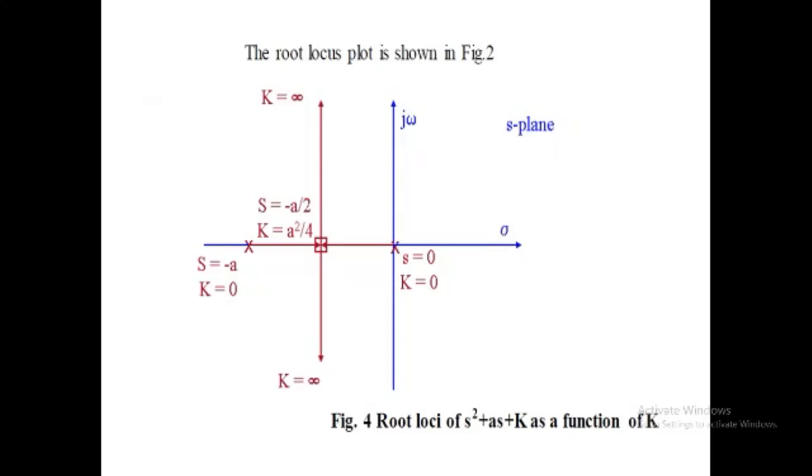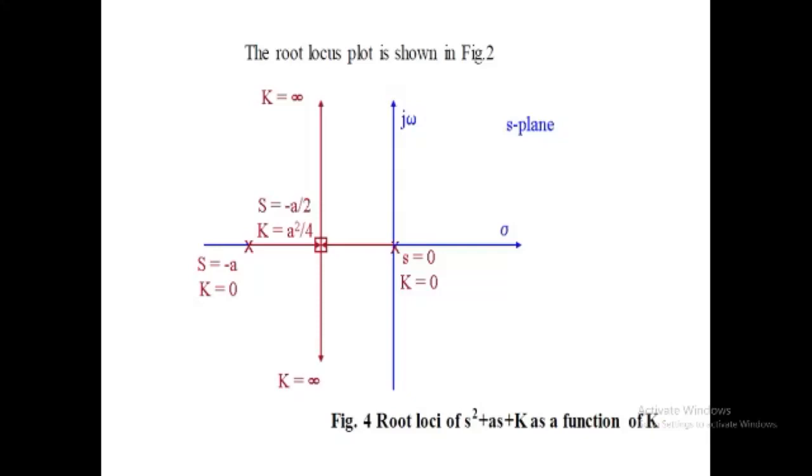or by letting s equal j omega in the characteristic equation, equating both the real part and imaginary part to 0, and solving for omega and k. The values of omega thus found give the frequency at which the root loci cross the imaginary axis. The corresponding k value is the gain at each crossing frequency.